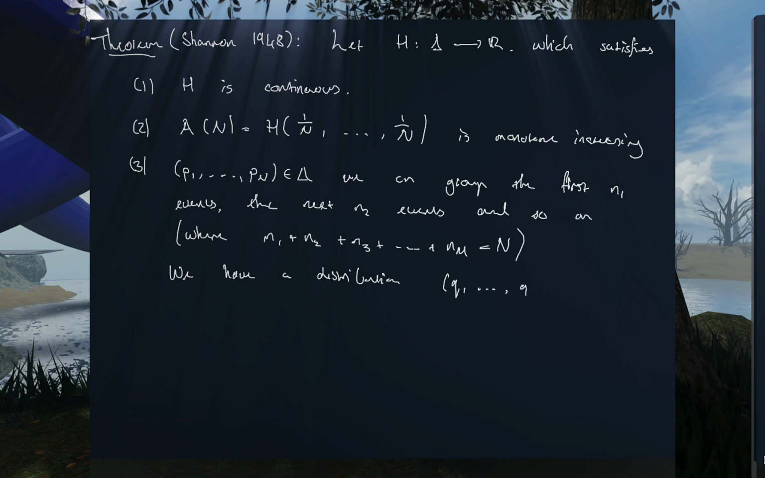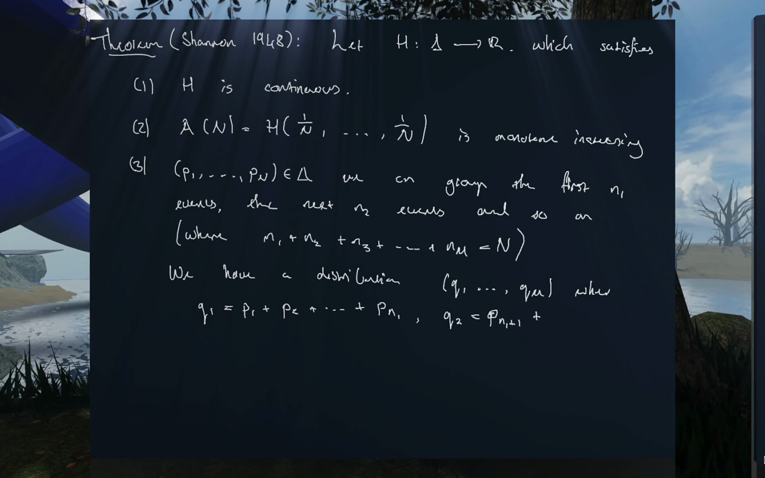which I'll denote Q1 through Qm, where Q1 is just P1 plus P2 up to Pn1, right? And Q2, well, that's the probability of the next n2 events. So it's Pn1+1 plus all the way up to Pn1+n2. And so on. The notation's getting kind of challenging at the moment.